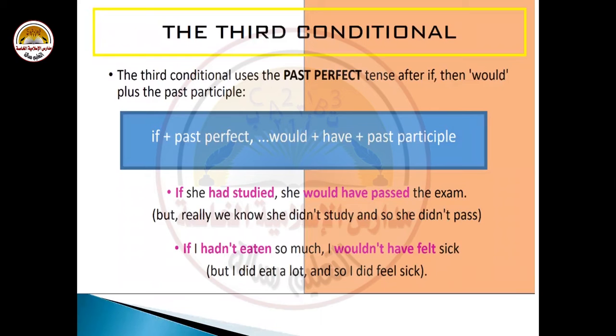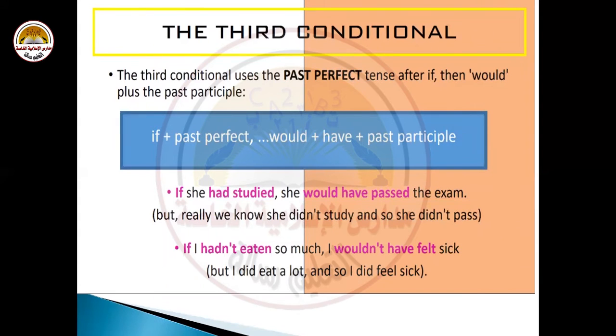If we talk about the third conditional, we use the past perfect tense after if. Then would plus the past participle. For example, if she had studied, she would have passed the exam. But really, we know she didn't study, and so she didn't pass her exam. The explanation for this situation means that she didn't study and she didn't pass her exam.